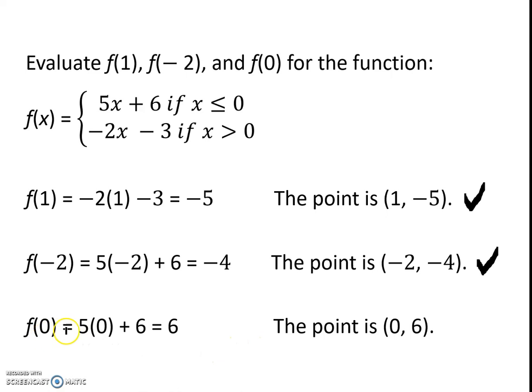f at 0 then, where does that fit in? Well, x is 0 here. It says it can be x is 0, so we use this equation, and 5 times 0 is 0, and we get 6. So that point is simply (0, 6).